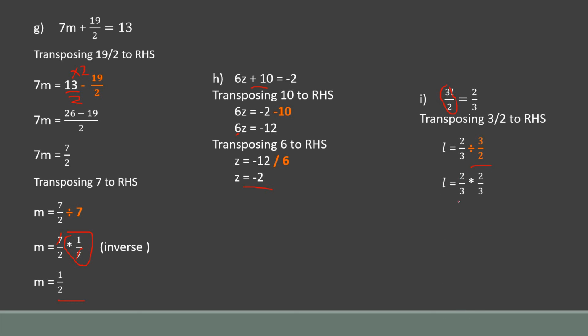Then L is equal to 2 by 3 into 2 by 3 again. Here the inverse of 3 by 2 is multiply by 2 by 3. Now nothing is dividing here, so simply I will multiply the numbers in the numerators and denominators. Then I will get L is equal to 4 upon 9. This is my answer.